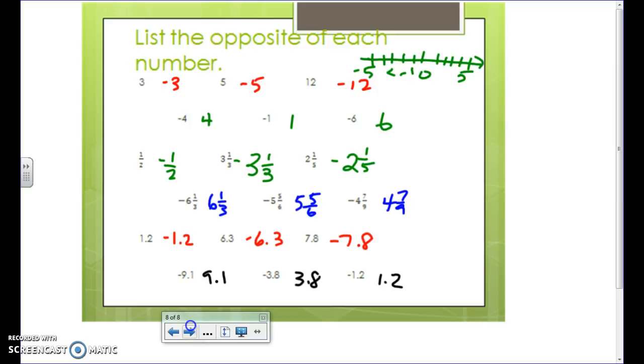So hopefully you're starting to associate positive and negative numbers with, say, a timeline, or above sea level, below sea level, or the temperatures on a thermometer. And also you can identify all numbers' opposite values.